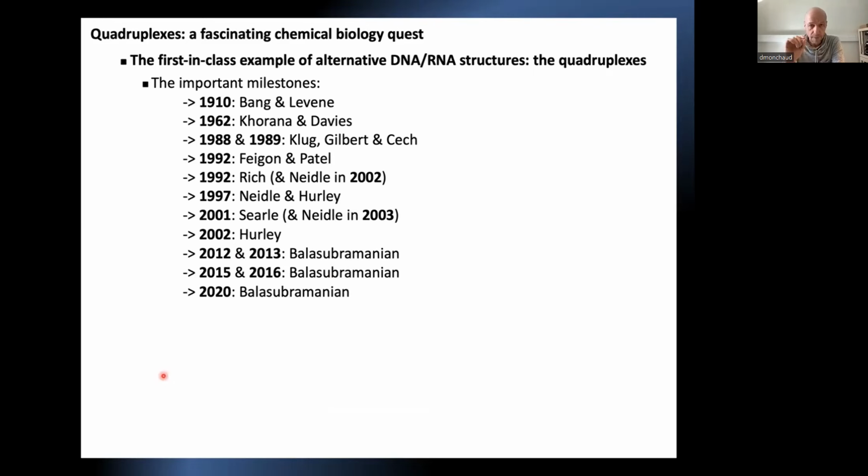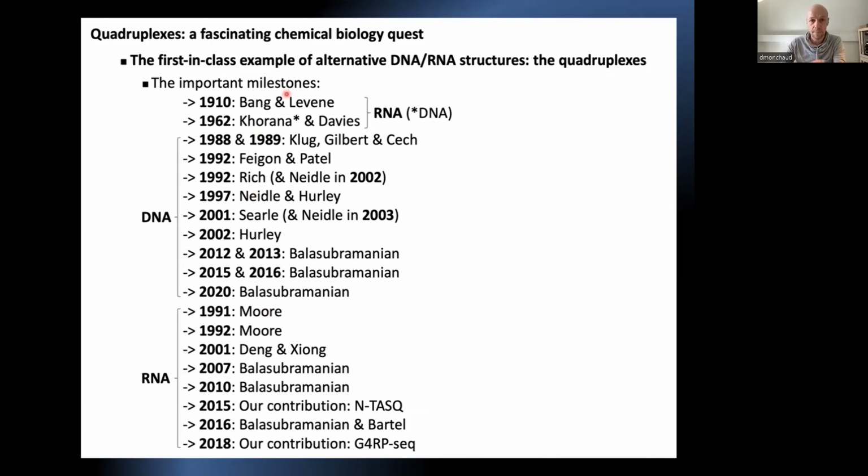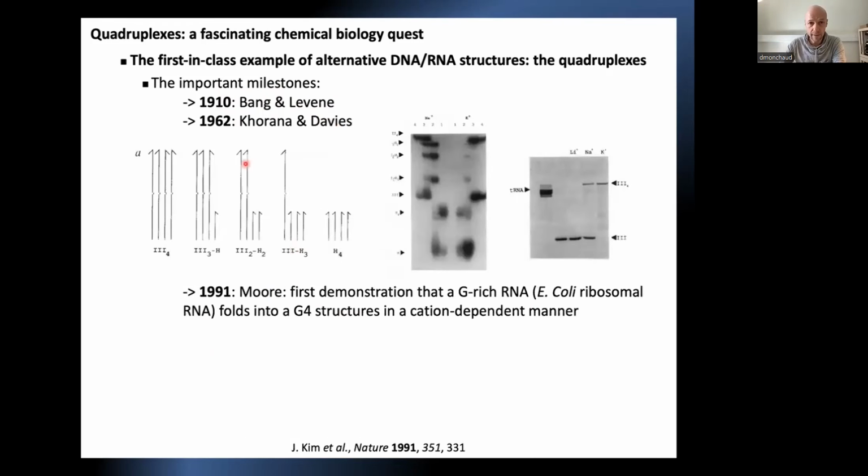So these are, in my opinion at least, the most important dates of the history of G4. But in fact, what is true for the DNA can also be true for the RNA, meaning that a guanine-rich RNA sequence can fold upon itself to form a G4 as well. And this is exactly the case, because if I look at this timeline, the first investigations by Bang, Levin, and Davis were dedicated to the use of RNA and not DNA. So the story can be repeated again. I will go a bit faster with the RNA. So the starting point is always the same, 1910 for Bang and Levin and 1962 for Corona and Davis.